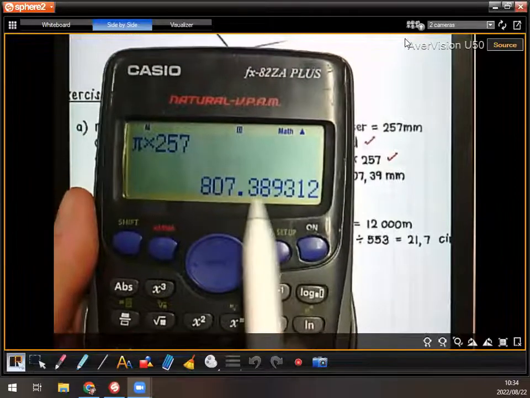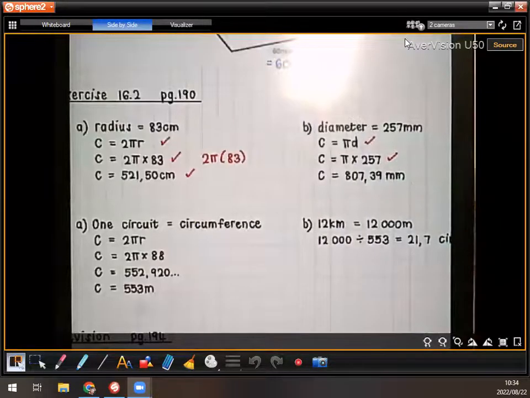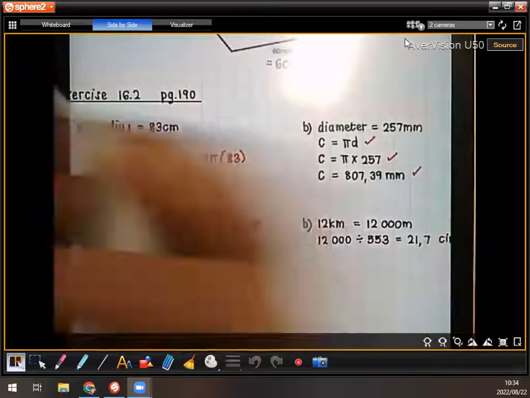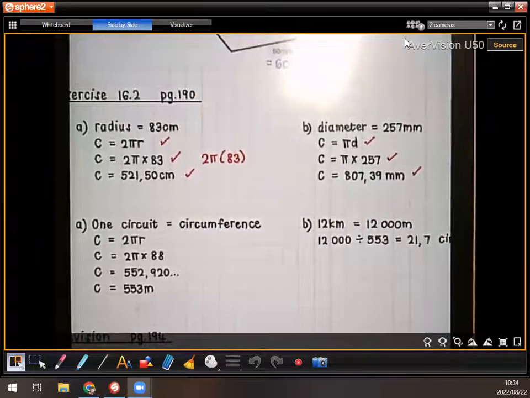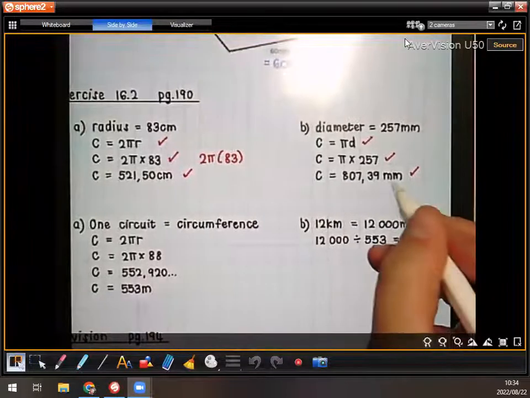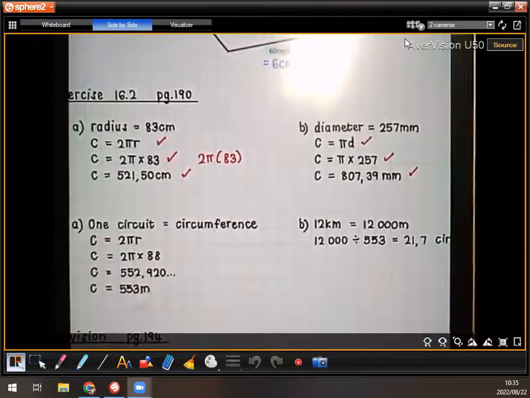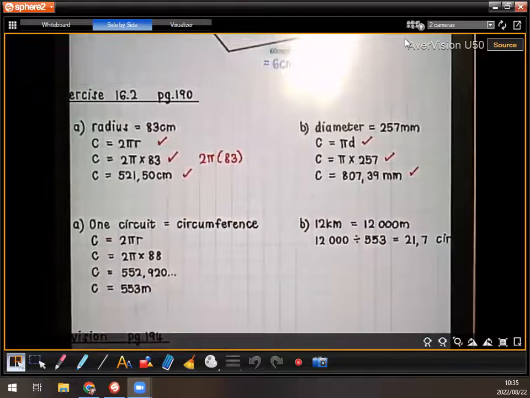Okay, so 807.39. Remember your units, guys. When it comes to perimeter and area, they do take a mark off if you don't put the unit. Okay, so if you didn't write them, you can please add it now. That's important. Okay, any questions on that first one?